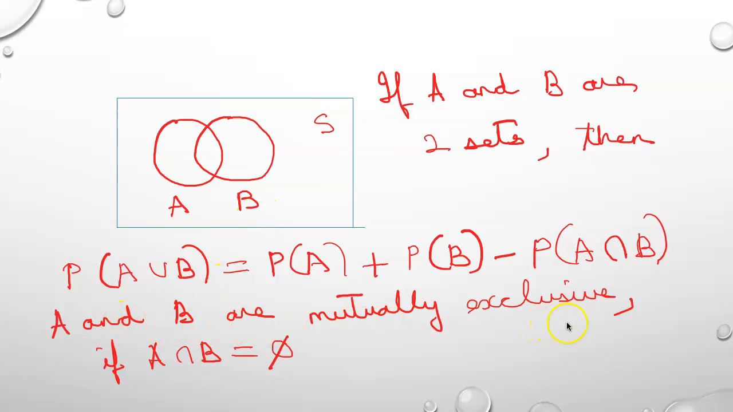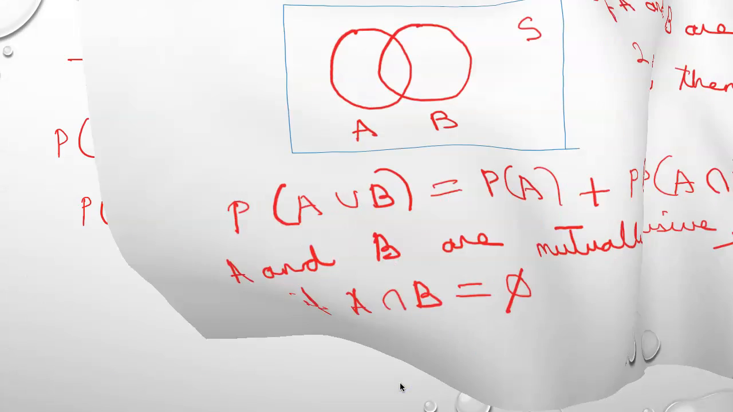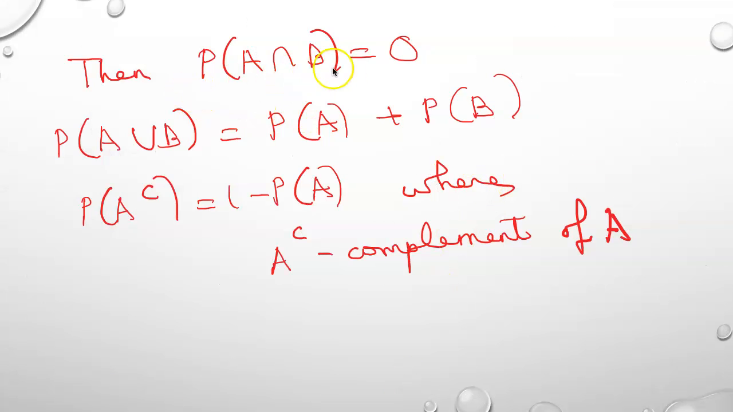A and B are mutually exclusive if A intersection B is empty. So in that case, probability of A intersection B will be 0. And probability of A union B becomes equal to probability of A plus probability of B. Probability of A complement is 1 minus probability of A. A complement denotes the complement of A.